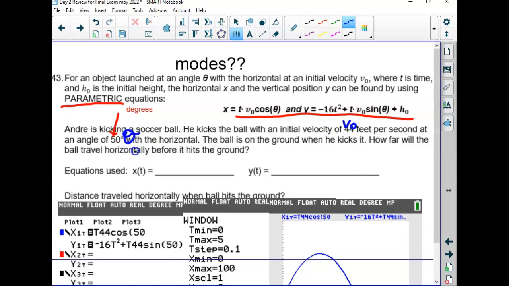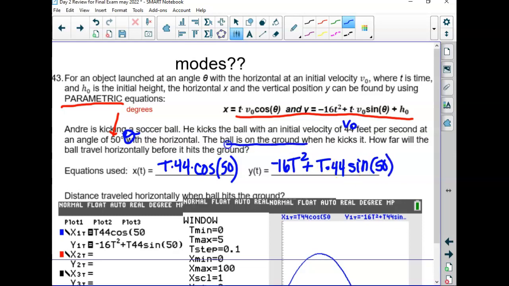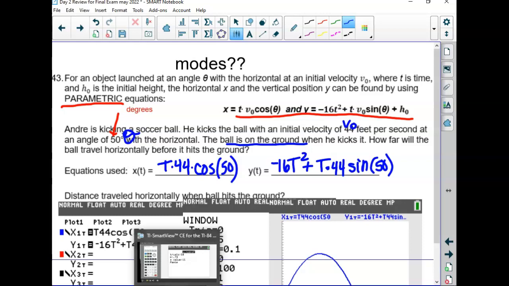This is theta. So it says for x, you're going to put in t times 44, the initial velocity, times the cosine of 50 degrees. For y, it says right up there, negative 16 t squared plus t times 44 sine of 50. The ball is on the ground when he kicks it, so there's no initial height. Okay, parametrics and degrees, yes?